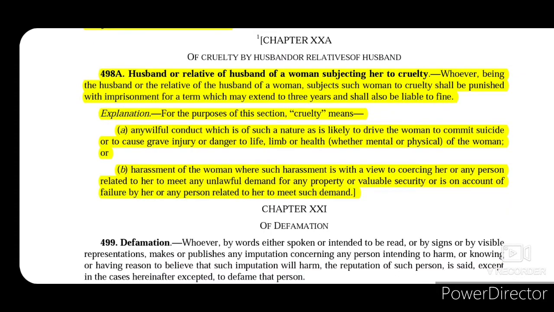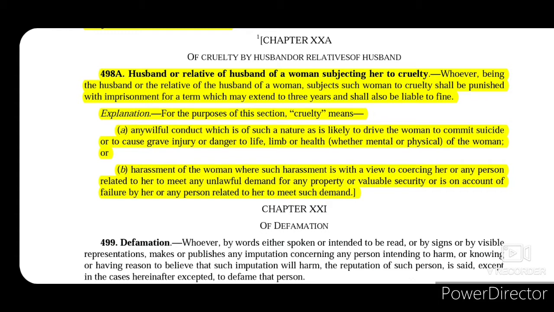Chapter 20A talks about cruelty of husband or relatives of husband. So this chapter and this section was inserted to the Indian Penal Code after the increasing rate of household offences upon the wife by the husband or the relatives of the husband. So as the domestic violences increased, this section was implemented. It was inserted in the IPC in 1983. It deals with those cases where cruelty to a woman by her husband and her in-laws are done.